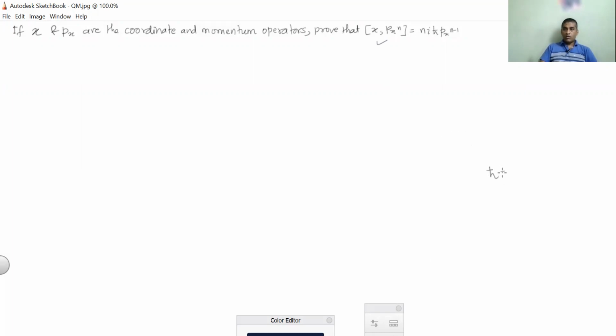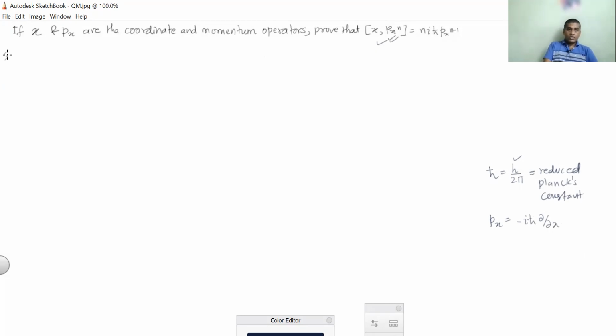This symbol is read as h bar, and h bar equals h by twice pi, where h is the Planck's constant. This is also called the reduced Planck's constant, and the x component of momentum in operator form can be written as minus i h bar del by del x. Now let us take the left hand side of this relation.